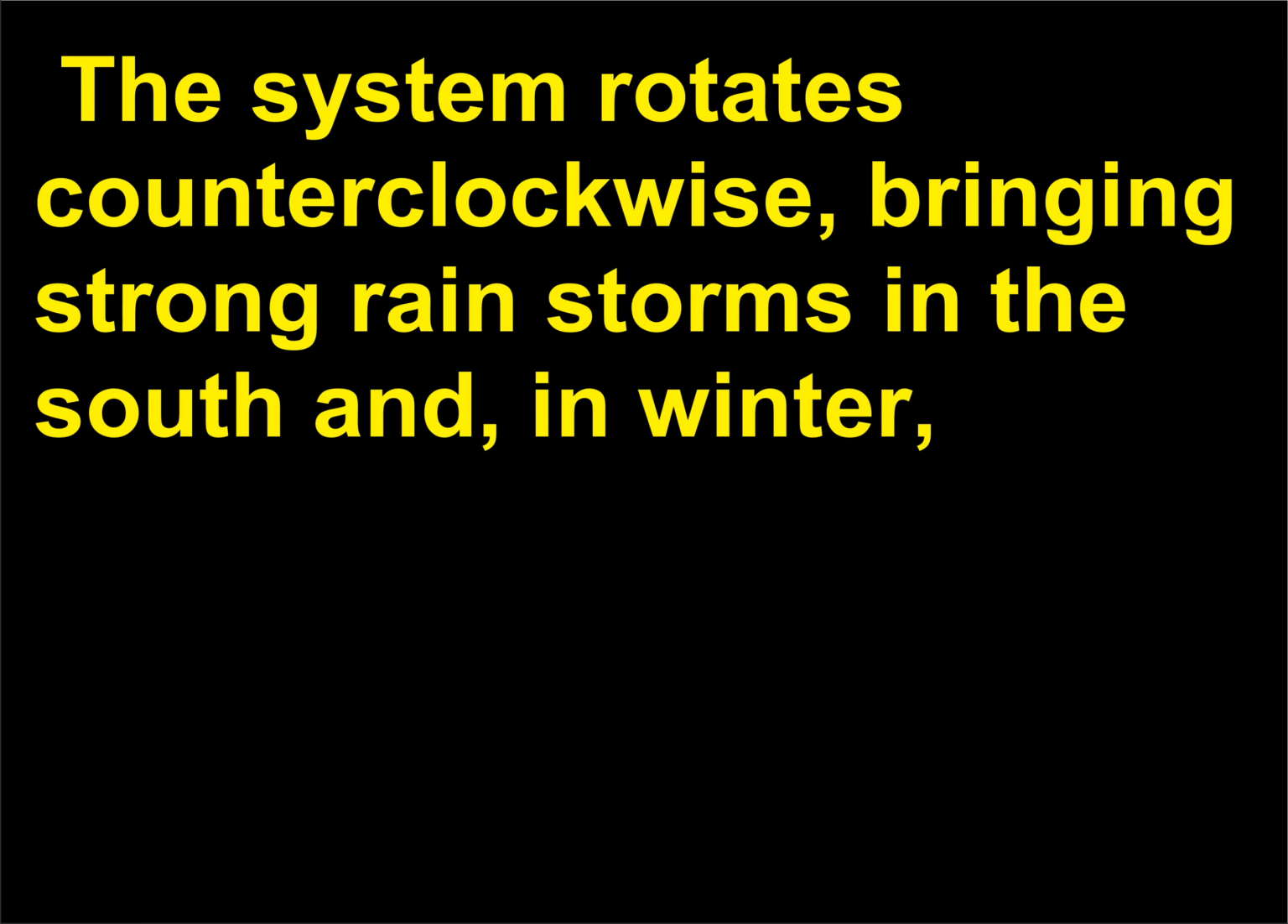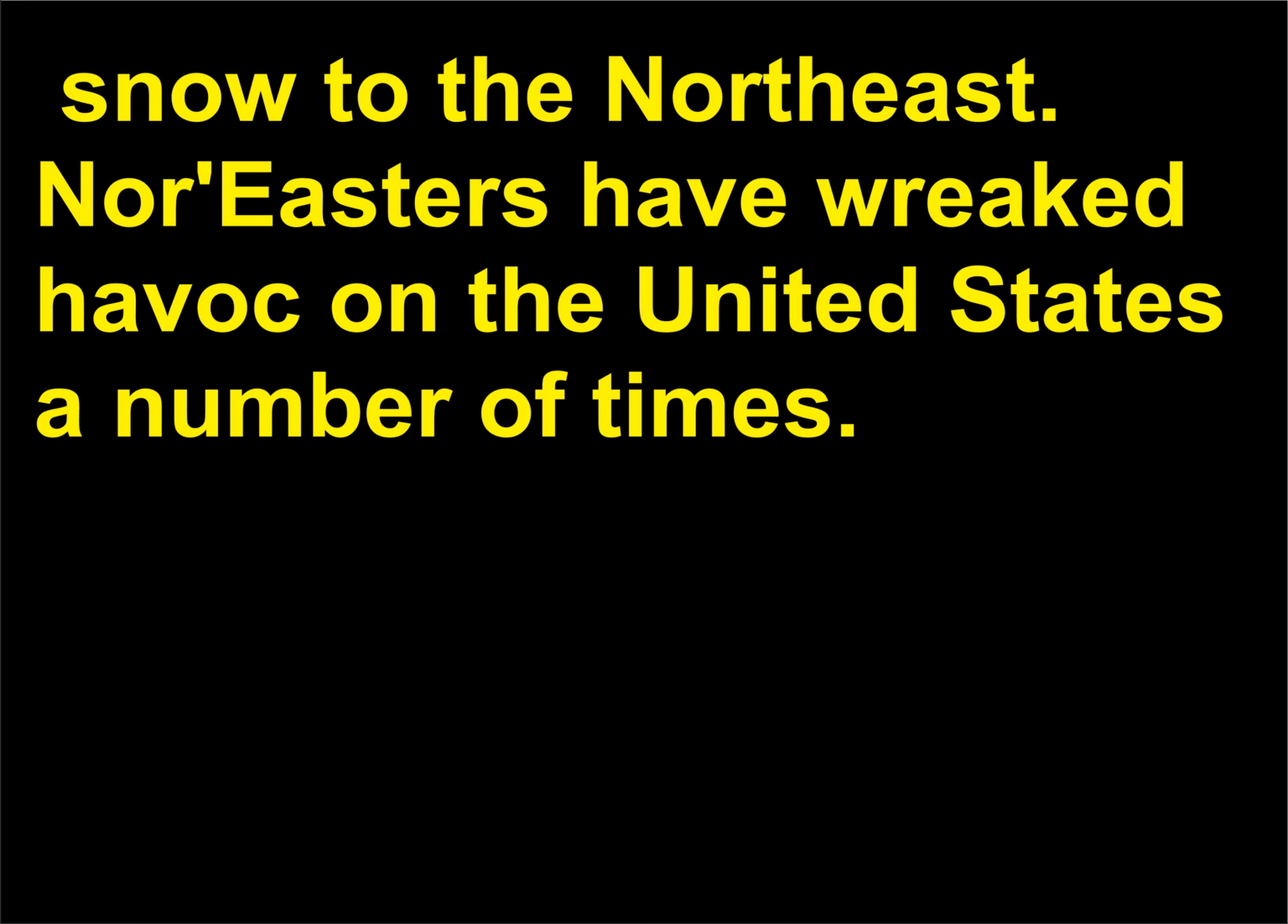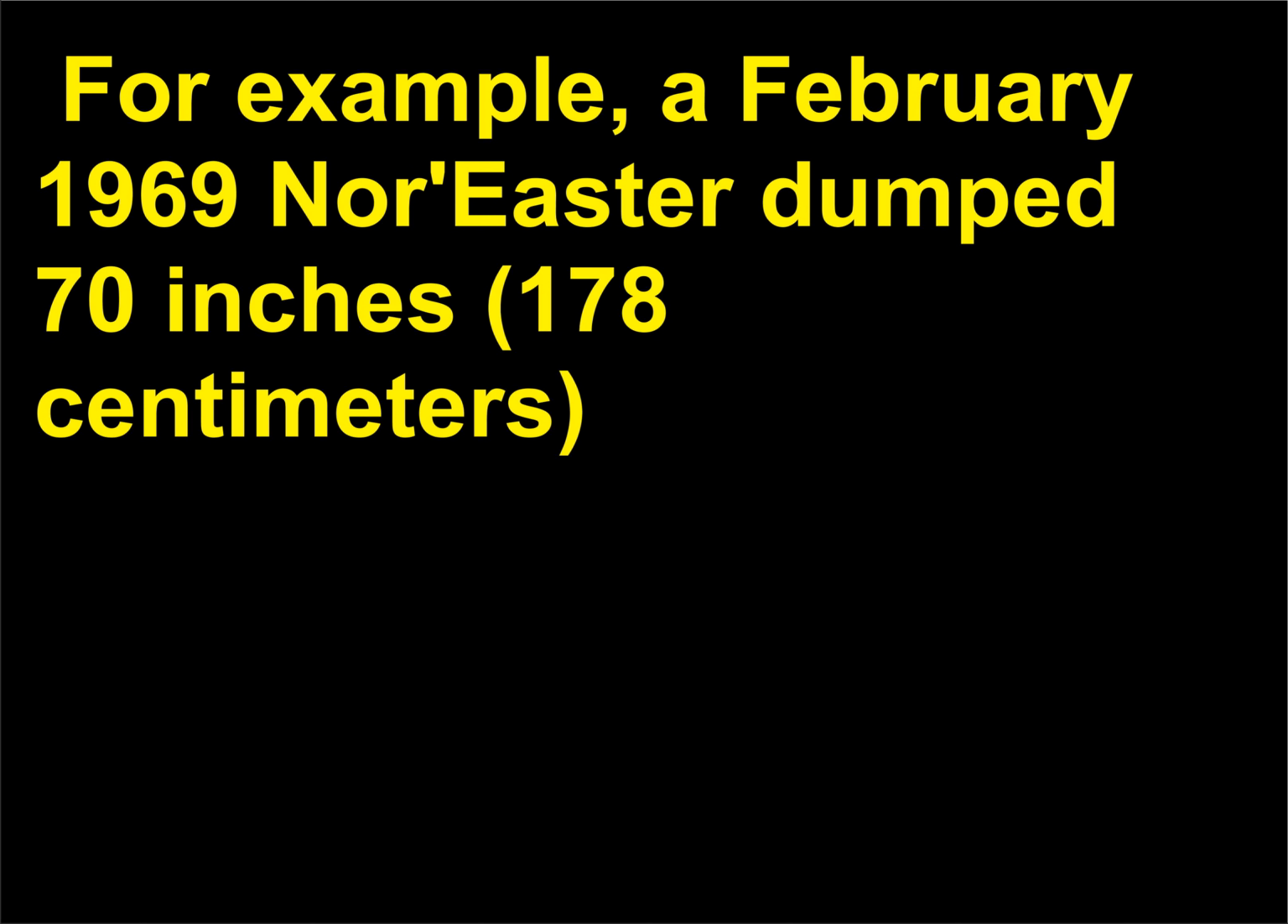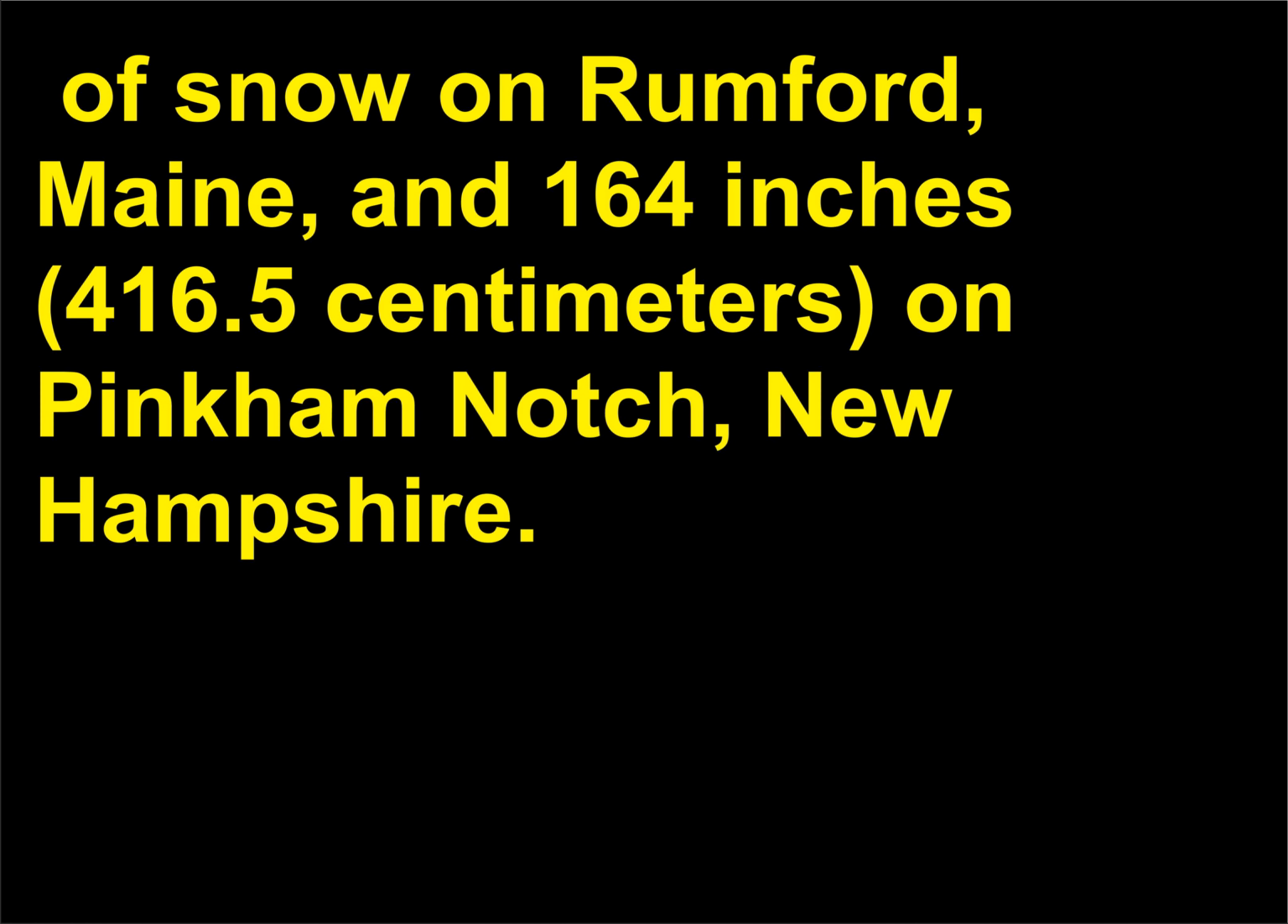The system rotates counterclockwise, bringing strong rainstorms in the south and, in winter, snow to the northeast. Nor'easters have wreaked havoc on the United States a number of times. For example, a February 1969 nor'easter dumped 70 inches, 178 centimeters of snow on Rumford, Maine, and 164 inches, 416.5 centimeters, on Pinkham Notch, New Hampshire.